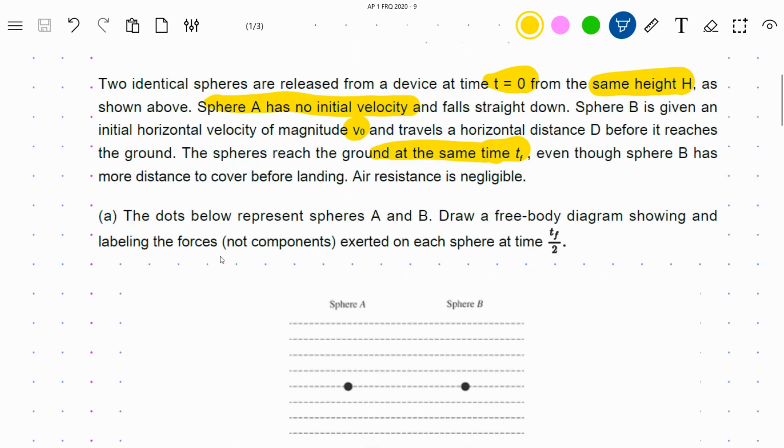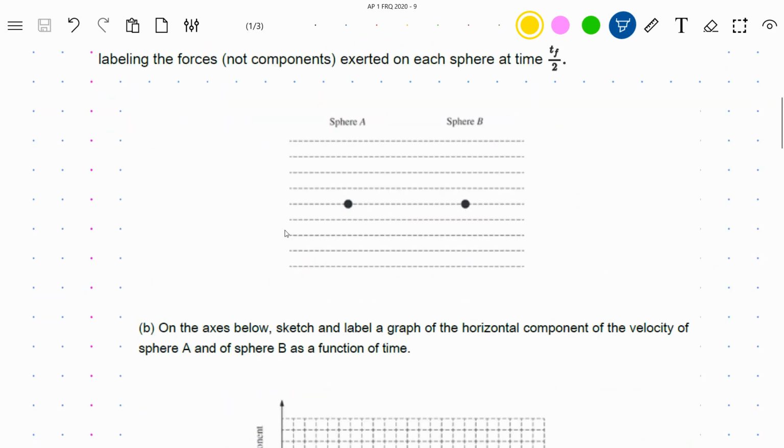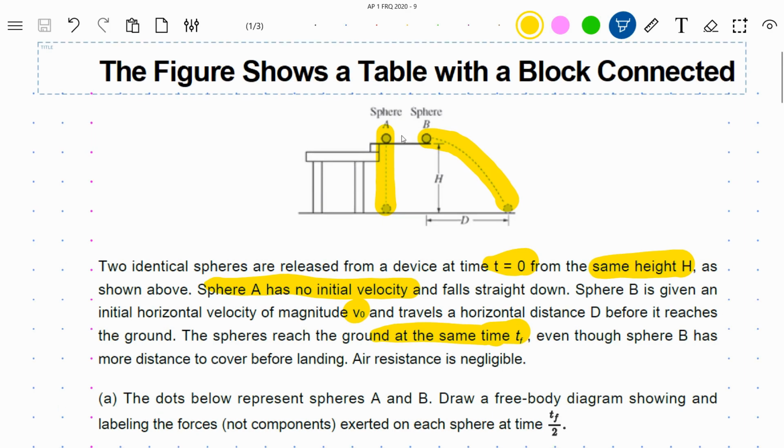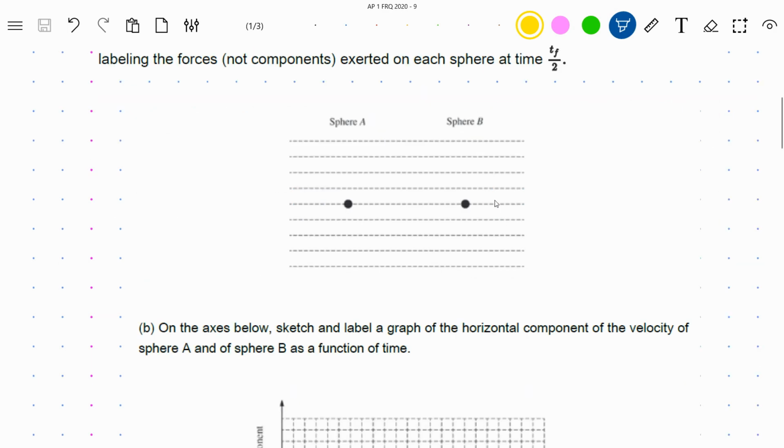So part A says the dots below represent A and B. Draw a free body diagram showing and labeling the forces, not components, exerted on each sphere at a time of t final divided by 2. I don't think that there's anything unique about this particular time. I suspect the reason they're honing in on a particular time is they just want to stress that this is after both spheres have been released, but before both of them hit the ground, because they do that at the same time. So they're just mid-flight, if you will, as far as this free body diagram is concerned.